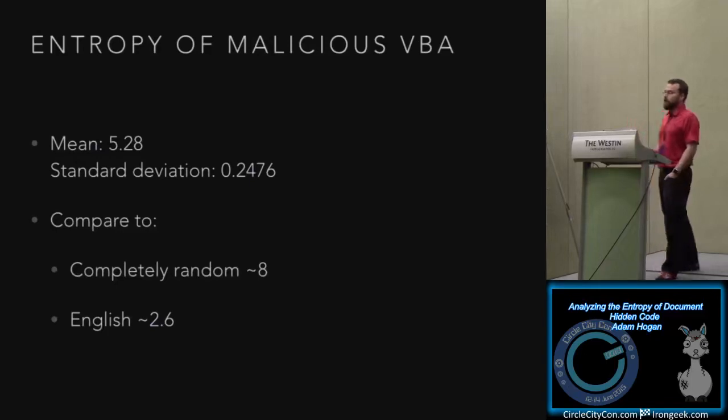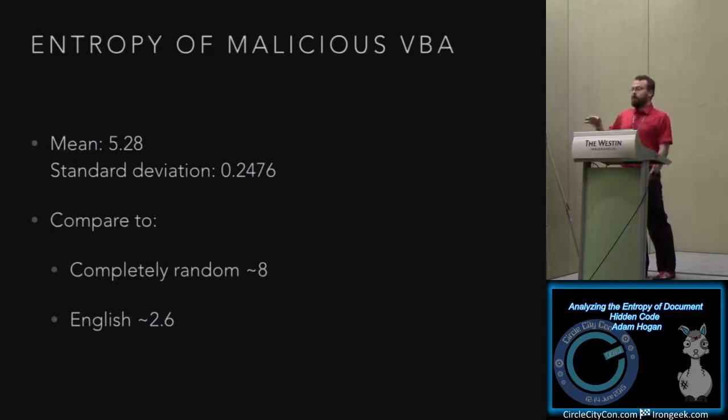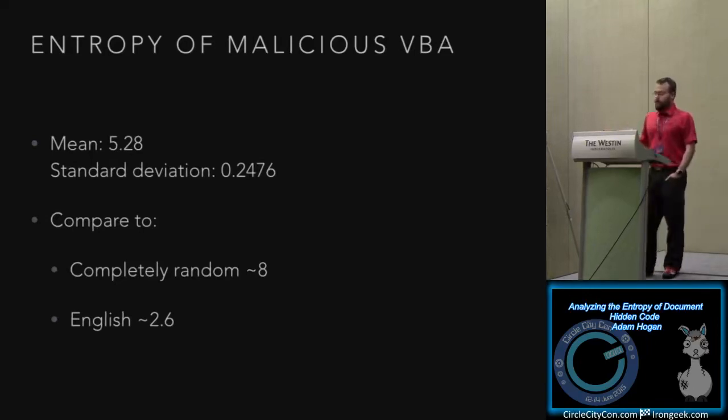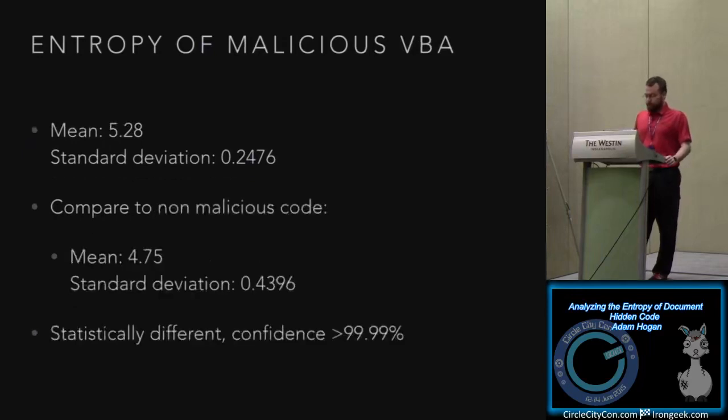If you compare that to a couple of benchmarks, completely random data has a theoretical limit of 8. If you run a random number generator, you usually come out a little over 7, but the theoretical limit for measuring entropy is 8. And the entropy of the English language is about 2.6. In theory, because of all the letters we have in English, it should be closer to 5, but because there's a lot of redundancy in English, it's actually closer to 2.6 when you measure it. But are those good? That's not exactly a good baseline.